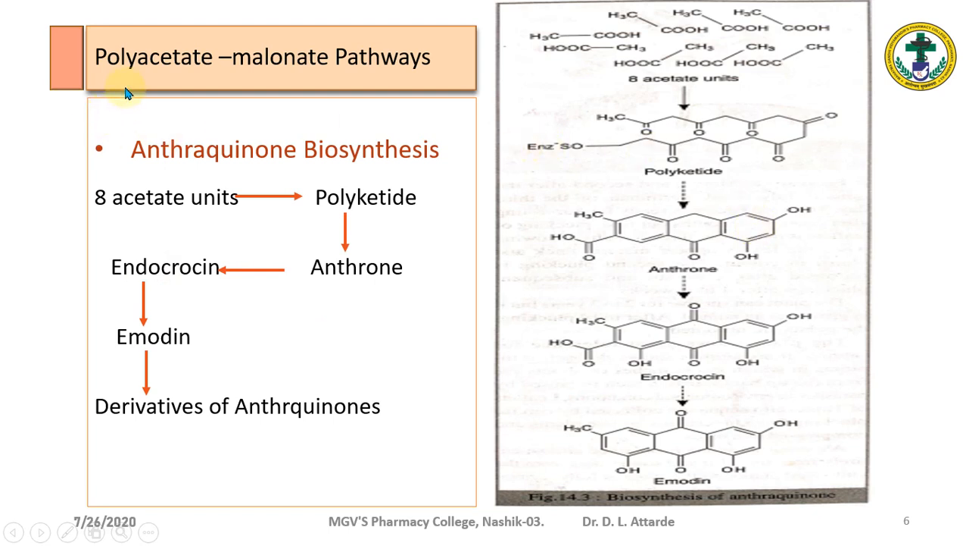Now we'll first go with the polyacetate malonate pathway for anthraquinone biosynthesis. Here you can see in this slide how 8 acetate units join to form the polyketide, which is converted to anthrone and then to endocrocin, then to emodin and to the derivatives of anthraquinone. So we'll see it over here.